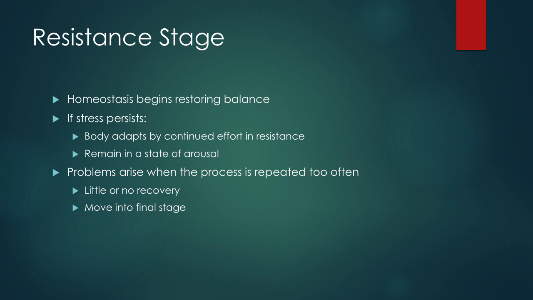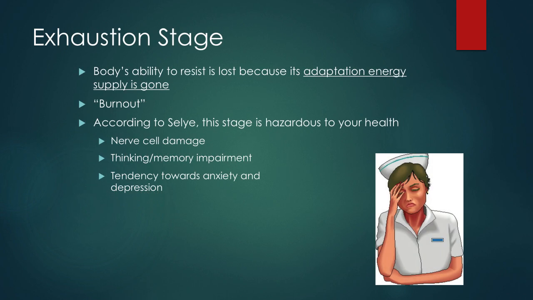The stress is persisting. The body has to continually try to adapt to deal with this resistance, and it stays in a steady state of arousal, meaning the heart rate is high, the blood pressure is high, the muscles are activated, the liver is working overtime, the adrenal glands are working overtime. And when this happens over and over again, there's little or no time for recovery, and the individual will probably move into this stage called exhaustion.